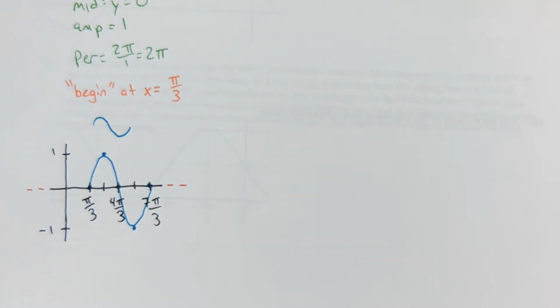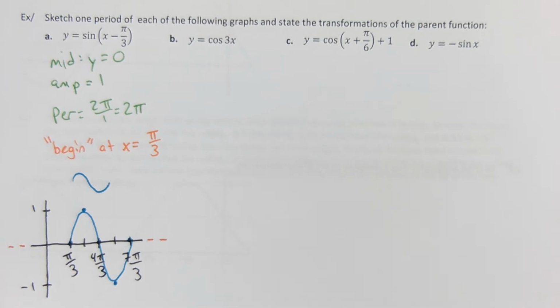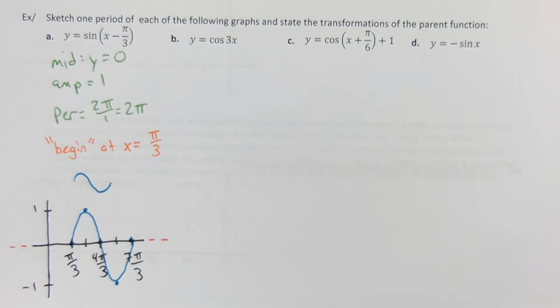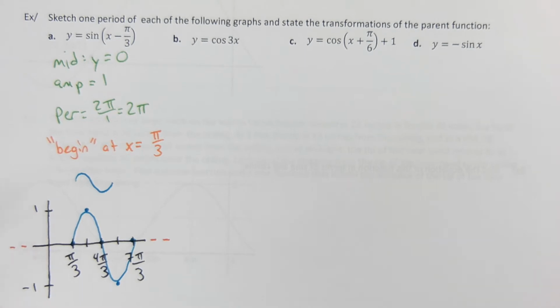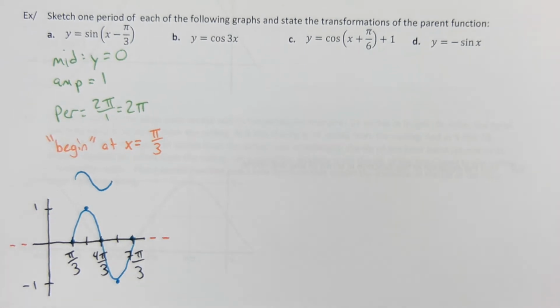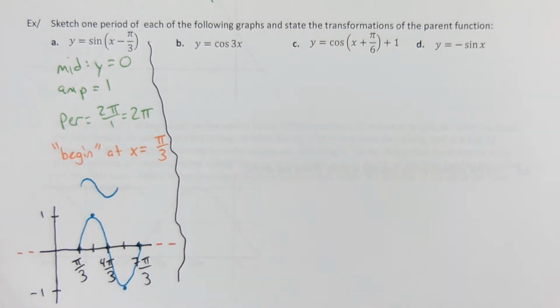The only transformation was shift right pi over 3 units. I'm going to run out of space if I keep writing this large, so I'm going to have to write a little bit smaller. Maybe I'll section it off, and I'll write smaller too.